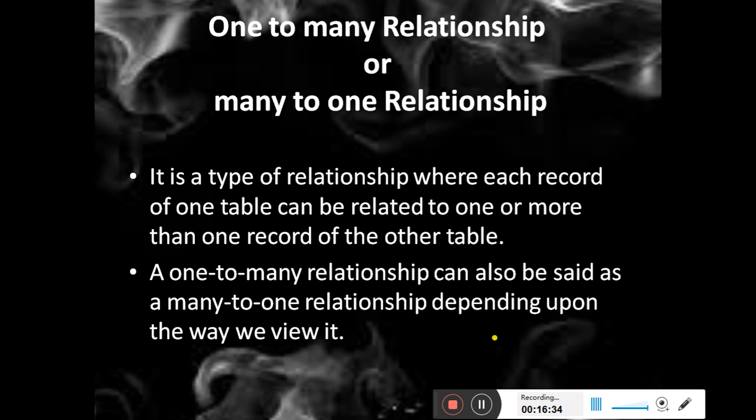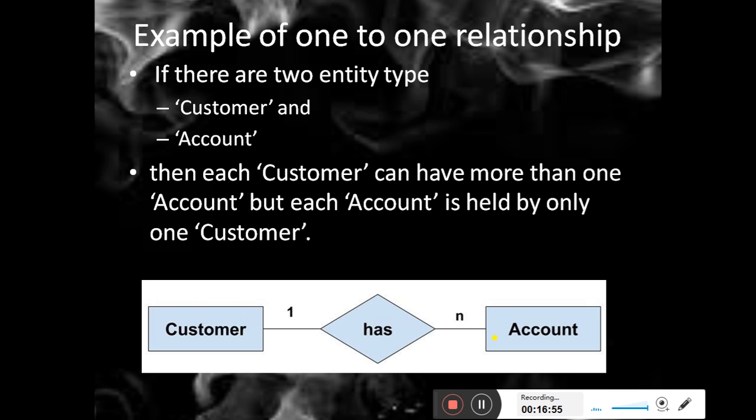Then the second type we have seen is many-to-one relationship or one-to-many relationship. It is a type of relationship where each record of one table can be related to many records of another table, or many records of another table may belong to one record of the first table. Correct? For example, a customer has many accounts in a bank, or many accounts may be handled by one customer. Correct? So this is what one-to-many relationship or many-to-one relationship.